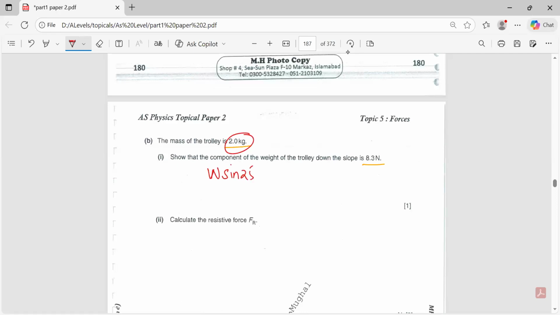We are provided with the mass. So it will be equal to mg sine of 25 degrees. The mass is how much? 2 into 9.81 into sine of 25 degrees. And this will be equal to what? It will be almost a value of 8.3 Newton. Okay, so this value will be equal to 8.3 Newton.